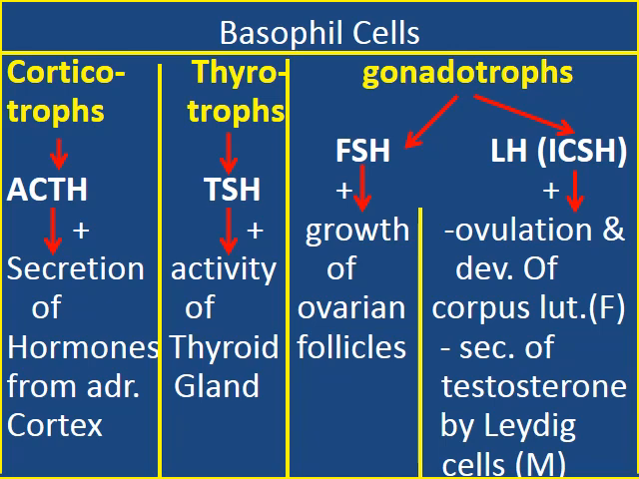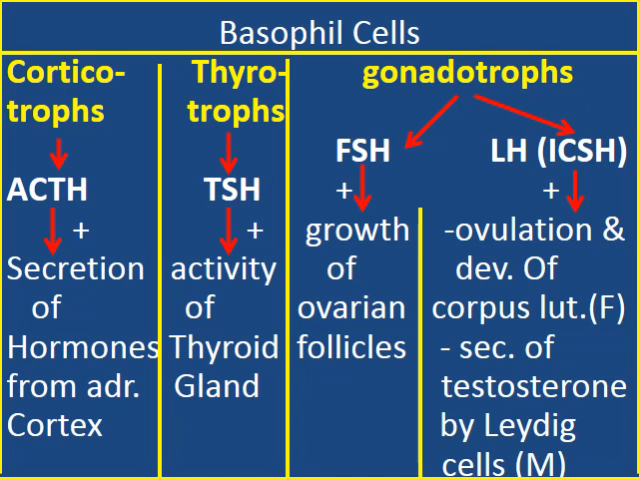The basophilic cells, that is the corticotrophs, secrete adrenocorticotropic hormone, which stimulates secretion of hormones from the adrenal cortex. Thyrotrophs, which secrete thyroid stimulating hormone, control the activity of the thyroid gland.